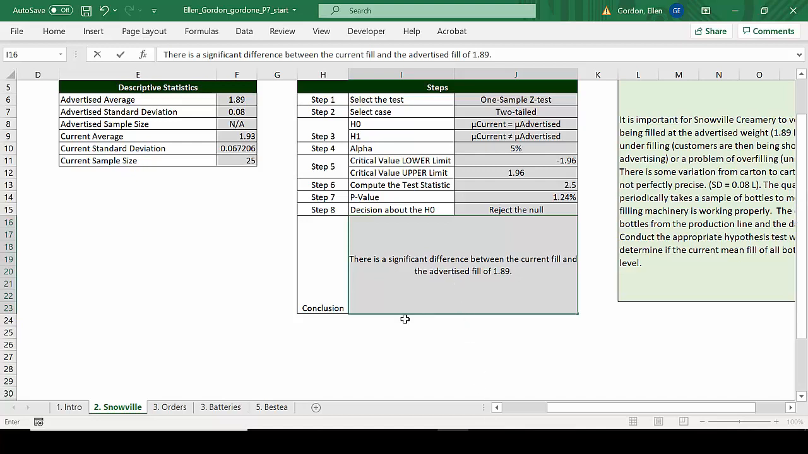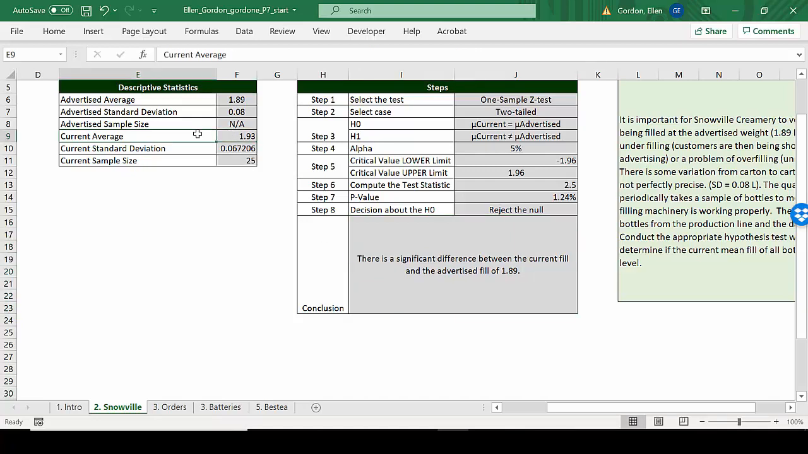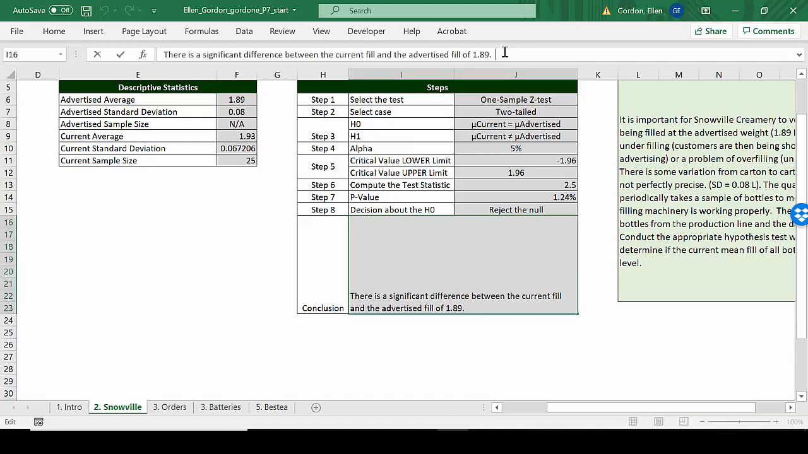So what we can do to figure out if they're overfilling or underfilling is we can look at our means. The current average had a sample mean of 1.93. The advertised average is 1.89. We found a difference, and the current average is greater. So it looks like they are overfilling the bottles. So what we can do is we can write, the data suggests that the cartons are being overfilled.